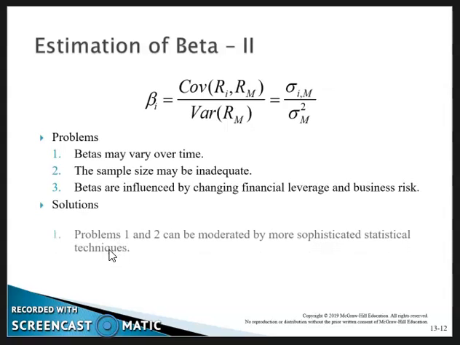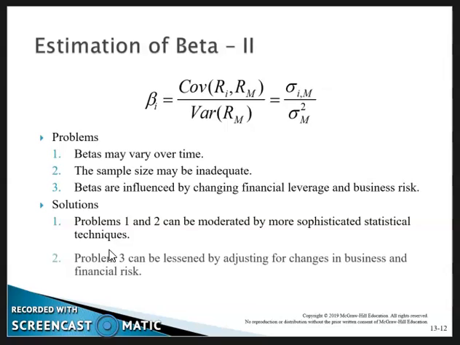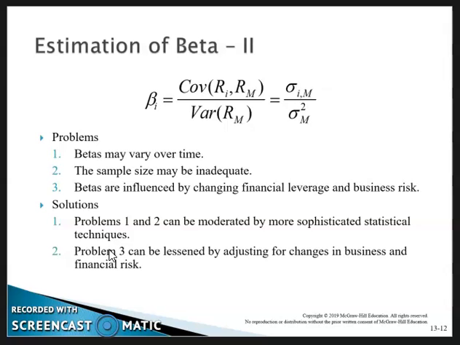So, solutions. Problems 1 and 2 can be moderated with more sophisticated statistical techniques. Problem 3 can be lessened by adjusting for changes in business and financial risk. Or, look at the average beta estimates for comparable firms in the industry. So as opposed to using a firm's beta, we can use an average beta for that industry or comparable firms in the industry.